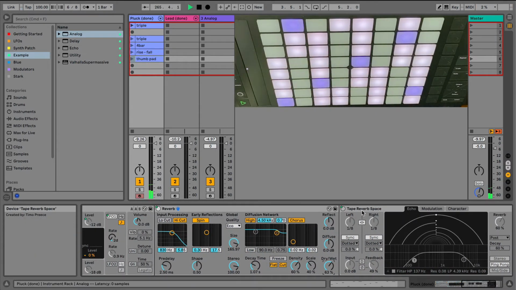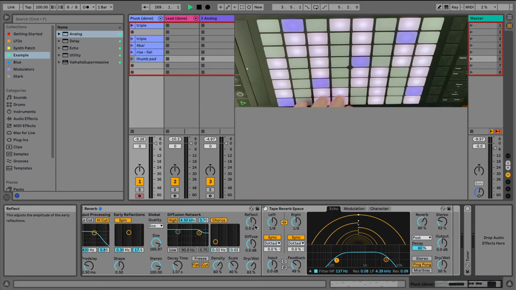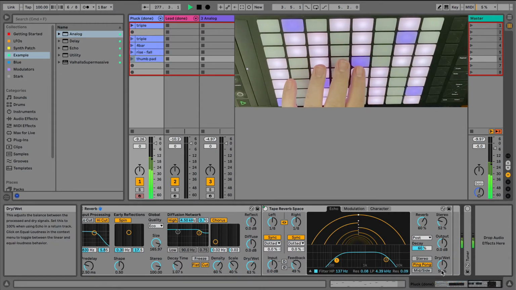So I'm using the echo delay from Ableton, just stock plugins. And when we turn that on, what you're hearing is that's a ping pong delay. So each echo is bouncing left and right. We're at 50% wet, dry, about equal. Feedback's around 50%.